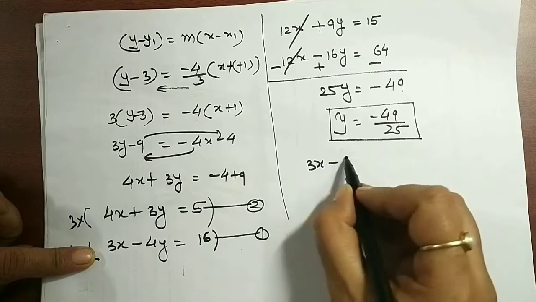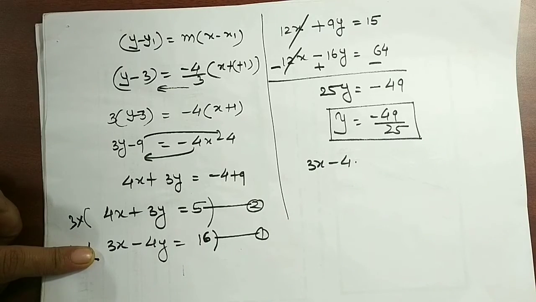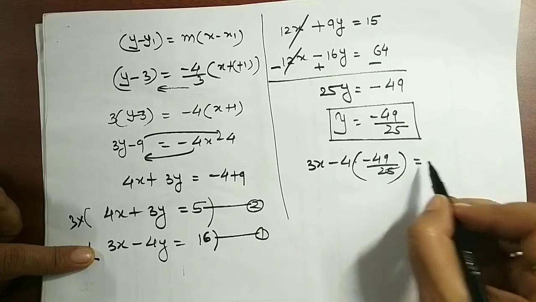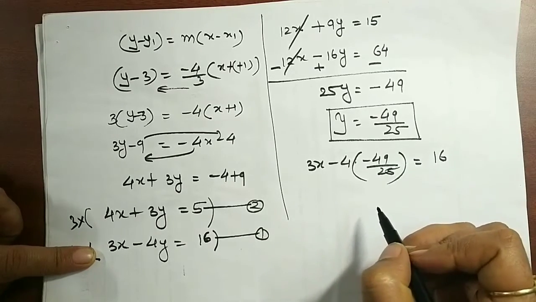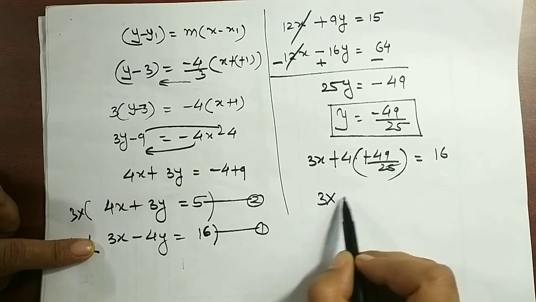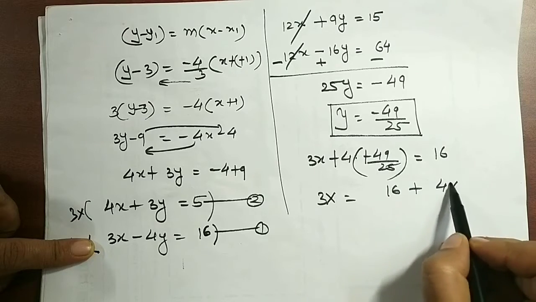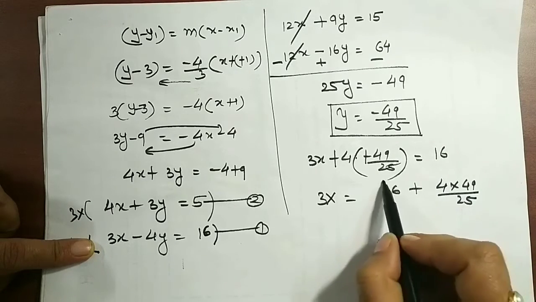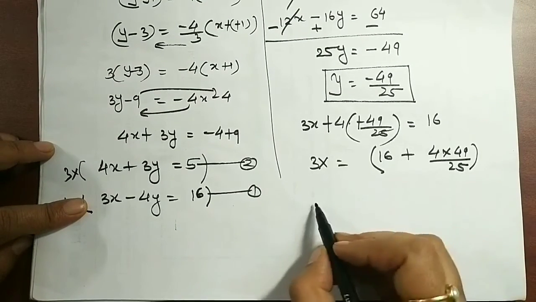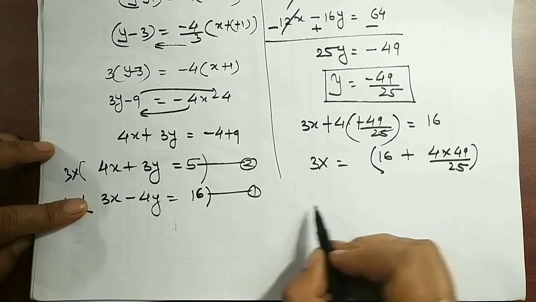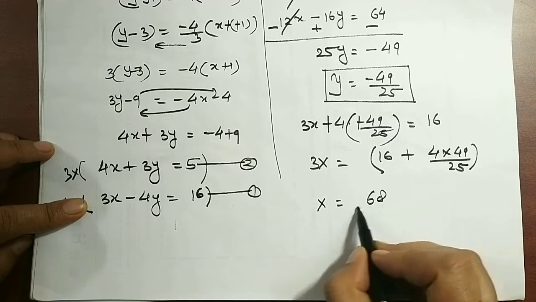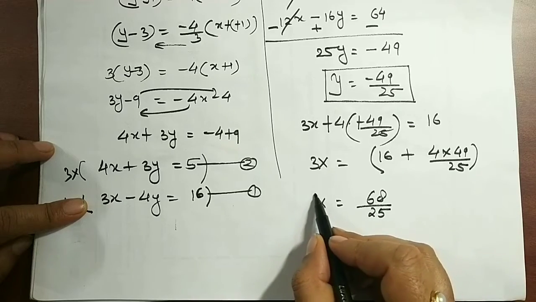So 3x minus 4 into y value, which is minus of 49 by 25, is equal to 16. Okay. So this minus and minus will become plus. So 3x is 16 plus 4 into 49 by 25. I am hoping, guys, you know the calculation part. And if you solve it, you will get x is equal to 68 by 25.